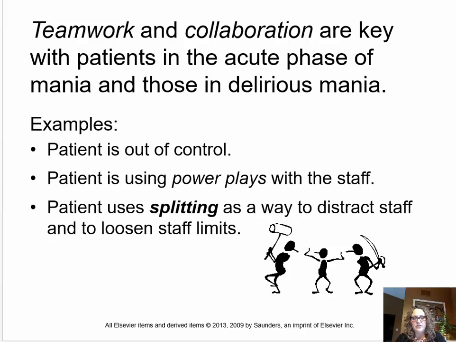Teamwork and collaboration are important for patients who are in the acute phase of mania or delirious mania. The patient may be out of control. They may use power plays between and among the staff. And then we've already talked about splitting, which may be used as a way to distract staff and loosen the staff limits.